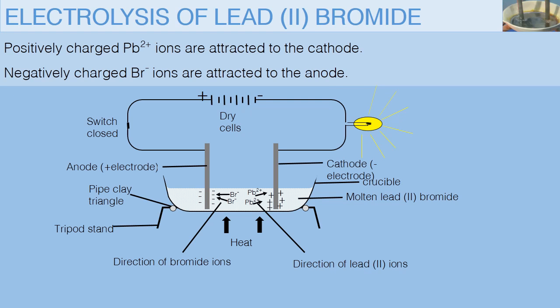Interestingly, at molecular level, the lead-2 ions will be attracted towards the cathode since they are positively charged, and the bromide ions will be attracted towards the anode since they are negatively charged. From the law of nature, you know that opposite charges attract. So negatively charged bromide ions are attracted towards the positive terminal of the battery, which is connected to the electrolyte by the anode.